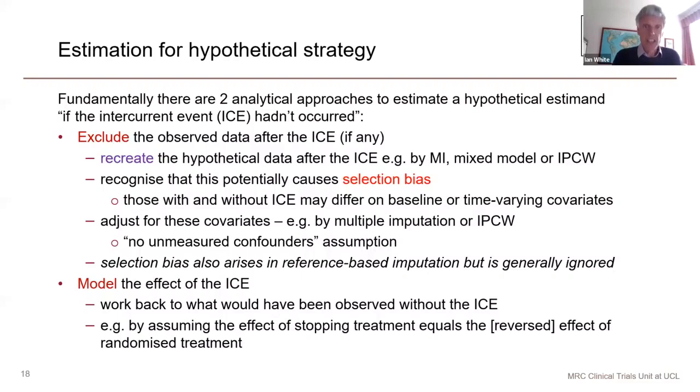However, there is a second analytical approach, which is that we can use data that are observed after the intercurrent event. And if you think about it, they must have some relevance. If all the data that occur after an intercurrent event are extremely bad, that must be telling you something about the sort of people who are having that intercurrent event. So just to exclude might be missing something. So there is a second approach which models the effect of the intercurrent event. And again, I will talk about that a bit more. But basically the idea is to work back to what would have been observed without it.